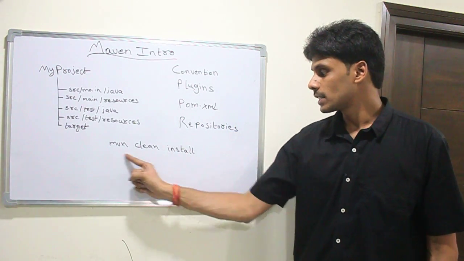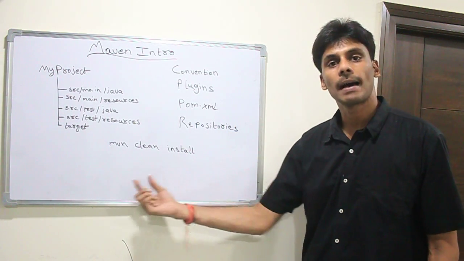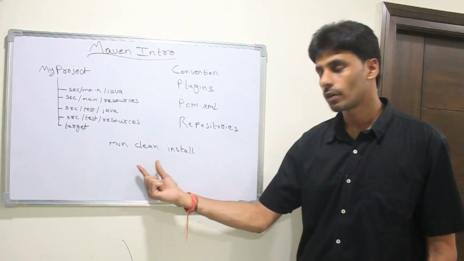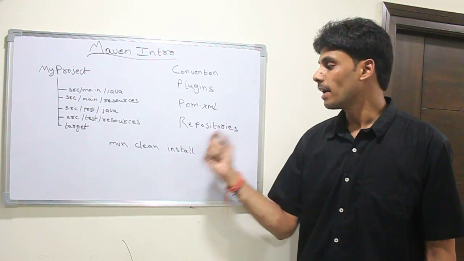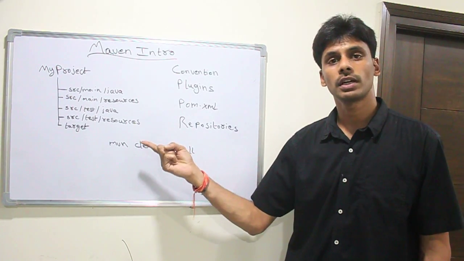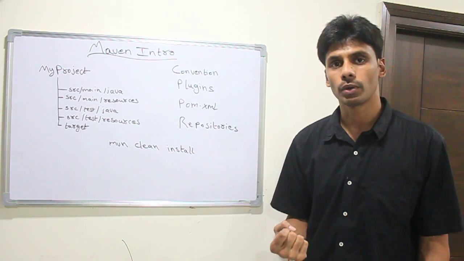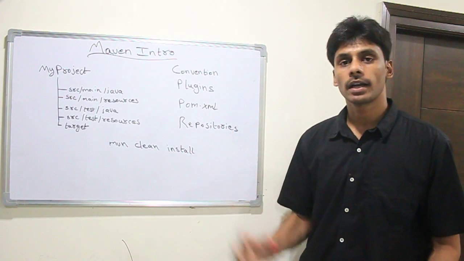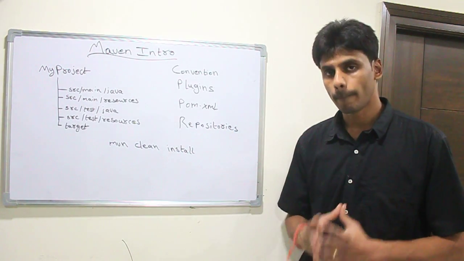And then once you install Maven and you run the mvn clean install command from the command line, Maven will automatically compile this project, run your tests if you have JUnit tests, and it will create a jar file for you. It's that easy to create or build projects using Maven.